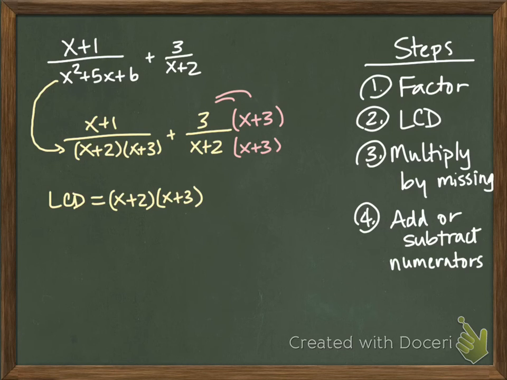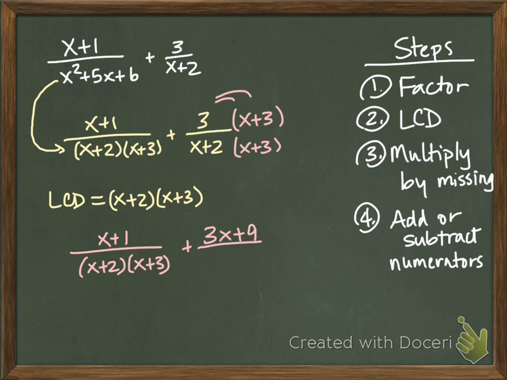Okay, so if we rewrite, we have x plus 1 over x plus 2, x plus 3. That didn't change. We didn't have to multiply that by anything. The other one changed, so now we have plus 3x plus 9, right? 3 times 3 over x plus 2, x plus 3. And then we're going to add straight across. So our numerators are now, let me rewrite this, x plus 1 plus 3x plus 9, and all of that over our x plus 2, x plus 3.